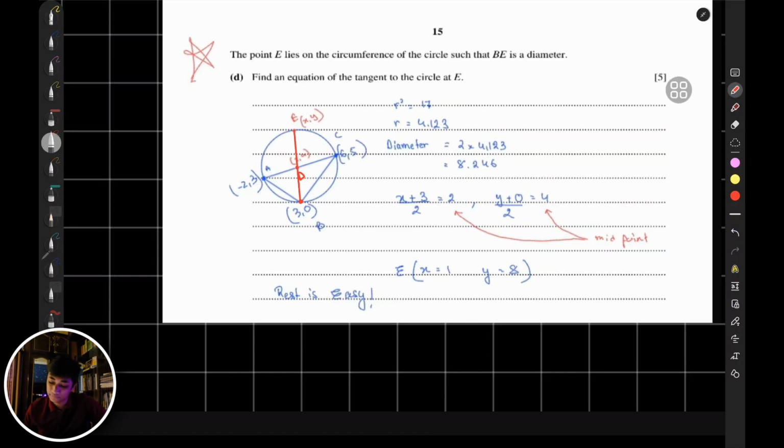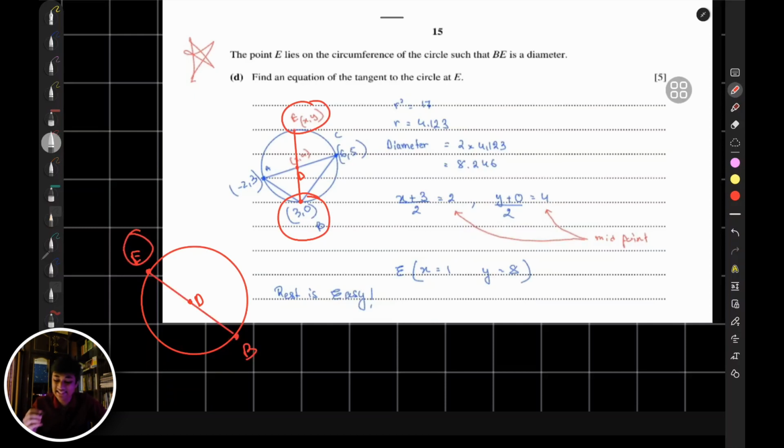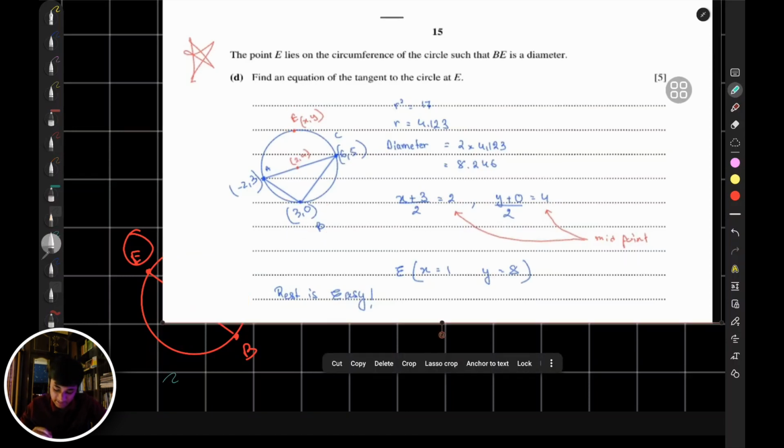If you know that, you should know that E is directly opposite to B. It is directly opposite to B. If I draw the circle differently and put D over here and E over here and B over here, isn't E exactly opposite to B? Yes, it is.